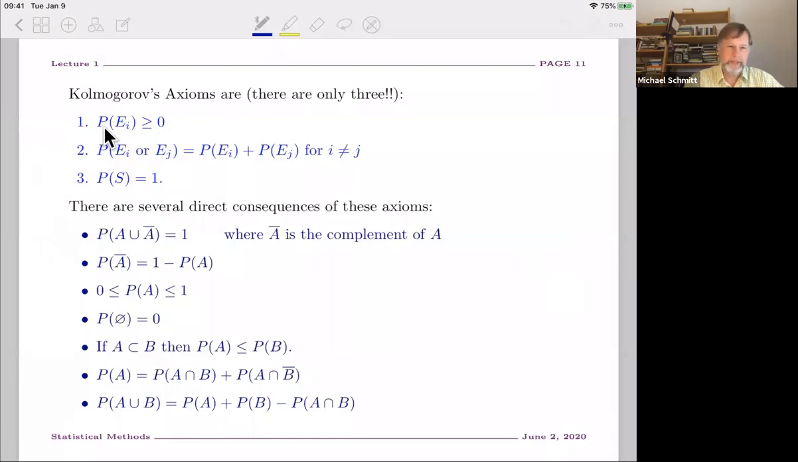The first says that the probability for any elemental event is not negative. The second one is that the probability of 2 different disjoint elemental events is simply the sum of the probabilities.